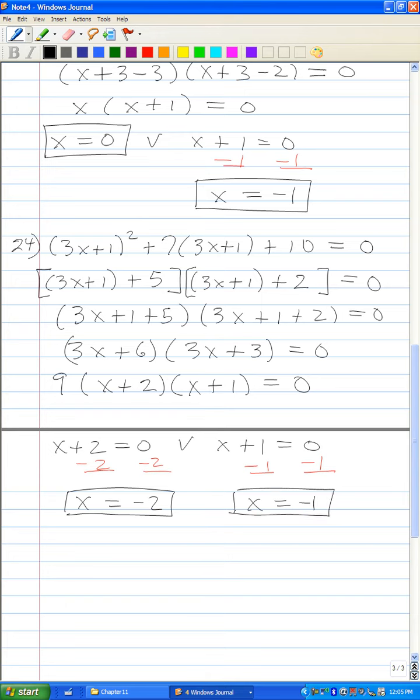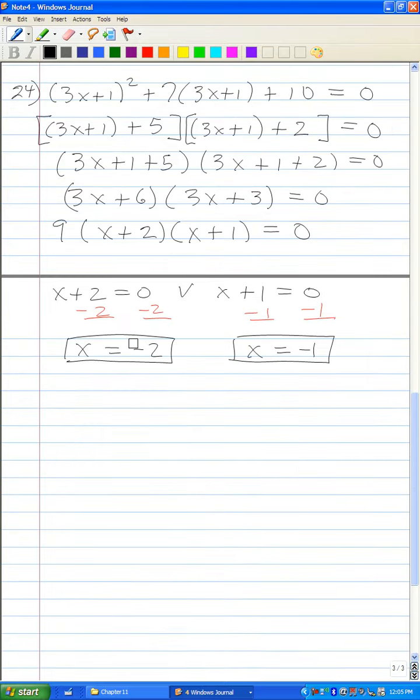I actually did not need to factor out the 3 from each of these factors. I could have done it by just solving 3x plus 6 equals 0, 3x plus 3 equals 0, and I would have gotten the same answer. But I wanted to show you how to factor out 3's from each of these factors. Let me do problem number 28.